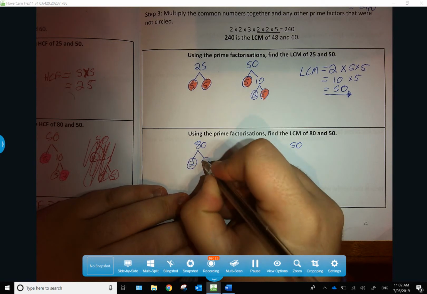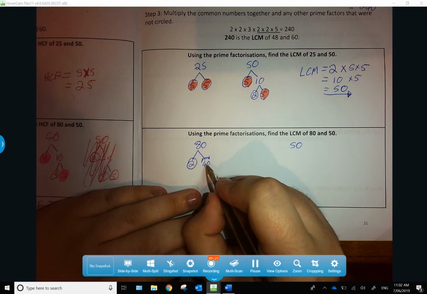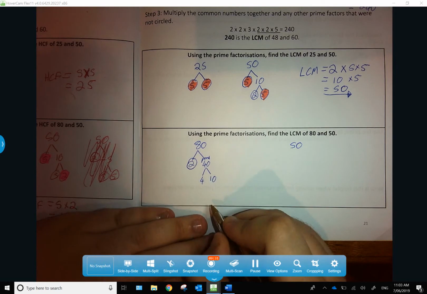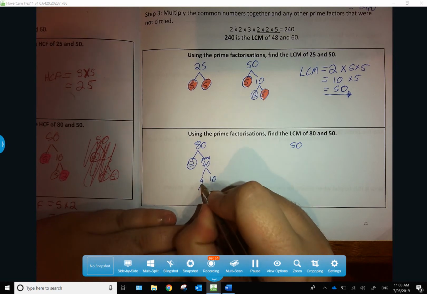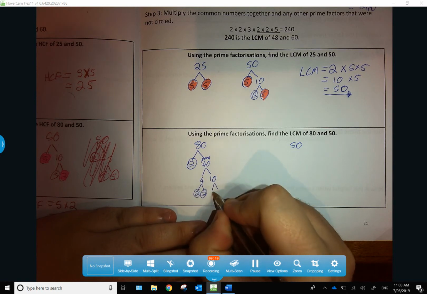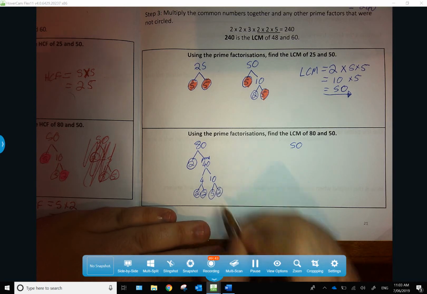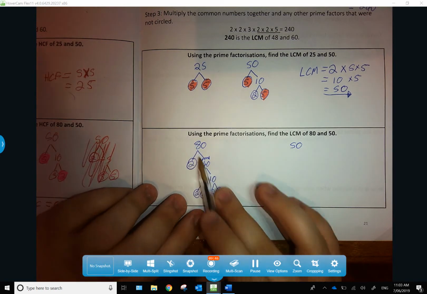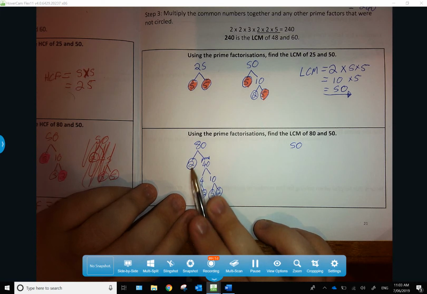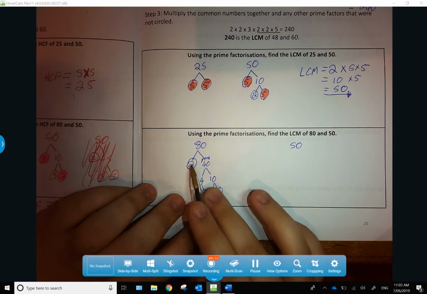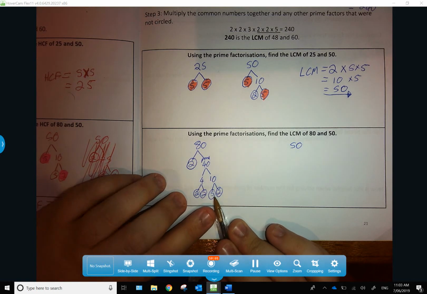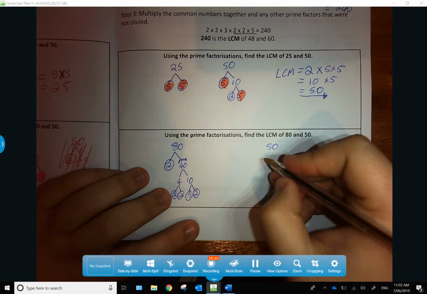2 is a prime number. 40, what can I do with 40? Can I break that up? Yeah, that's the same as 4 times 10. And what about 4? I could break that up into 2 and 2. And 10 I could break up into 5 and 2. I just want to remind you that your factor tree might look different to mine, but so long as the numbers that you have at the end are the same as mine, you have done it right. So if you have 1, 2, 3, 4 2's, and 1 5 at the end, you have done your job right. Okay, so your tree might look different, but it's probably the same.